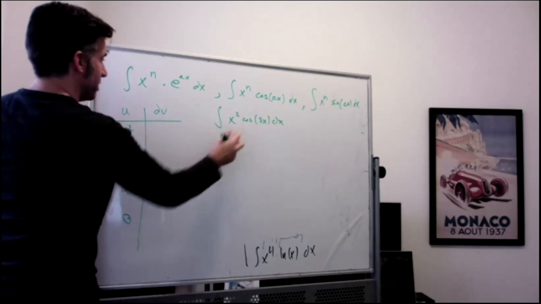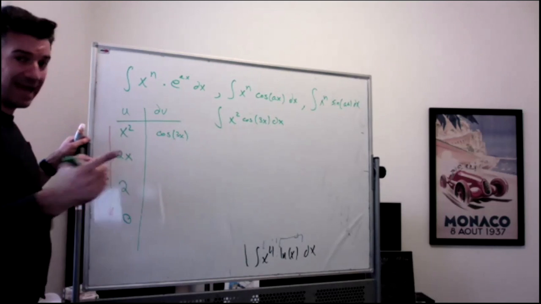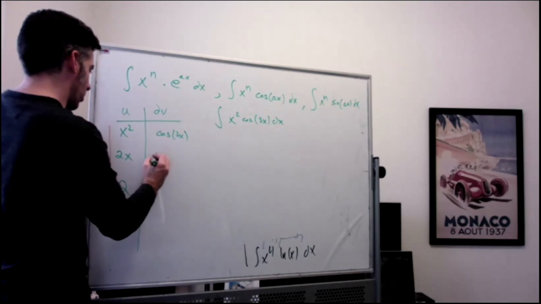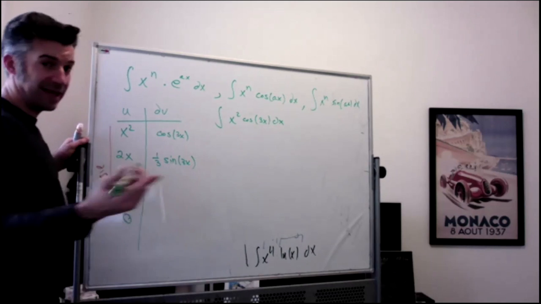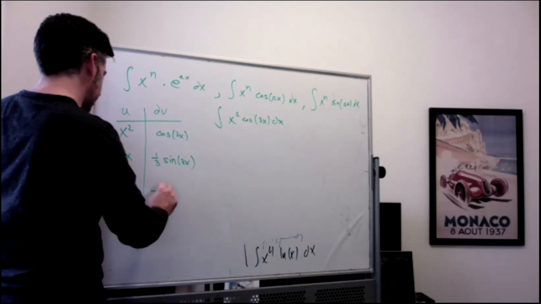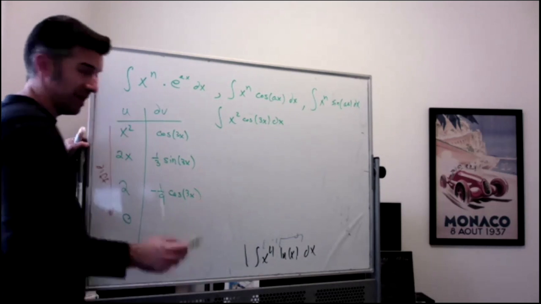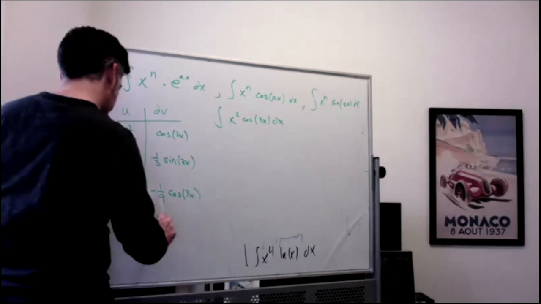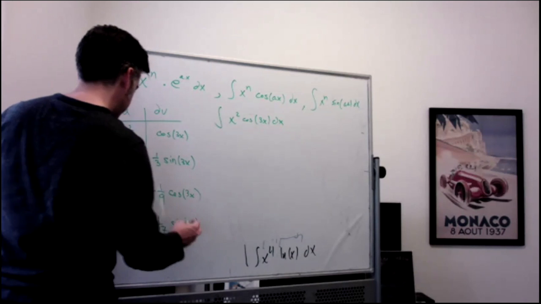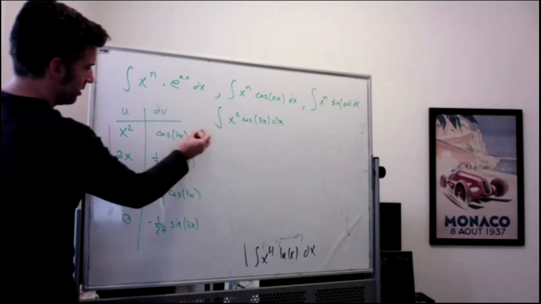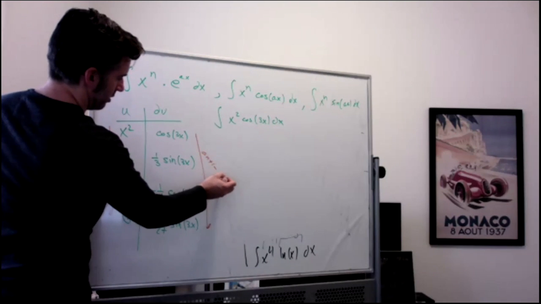So my first choice for dv was cosine of 3x. The antiderivative of cosine of 3x is 1/3 sine of 3x. The antiderivative of that is negative 1/9 cosine of 3x. And the antiderivative of that is negative 1/27 sine of 3x. On this side, we are definitely anti-differentiating.